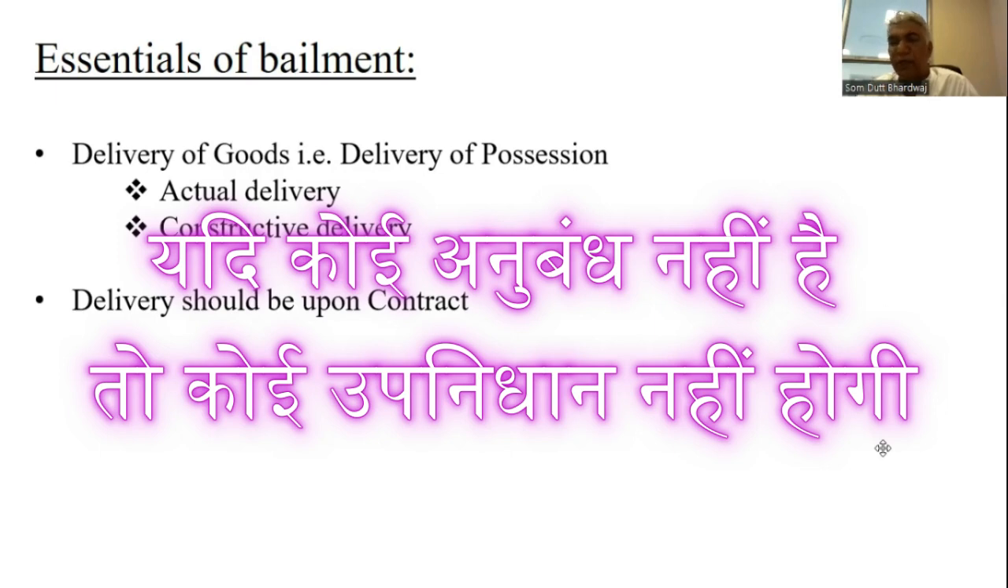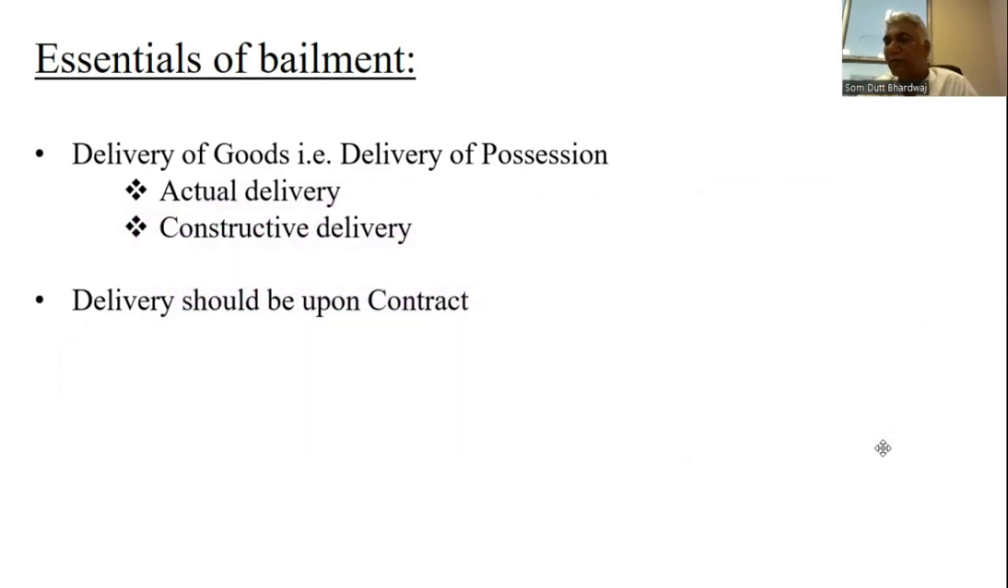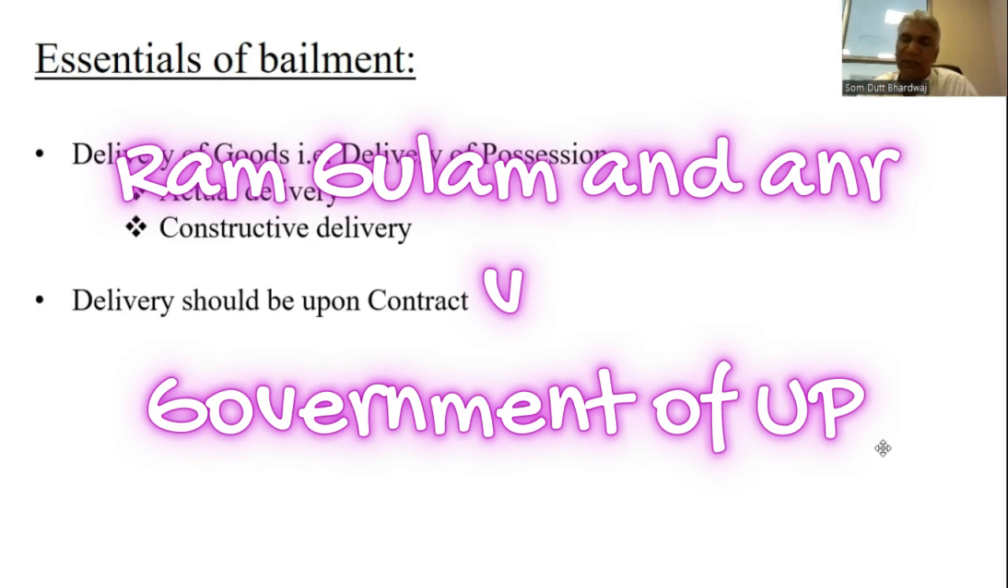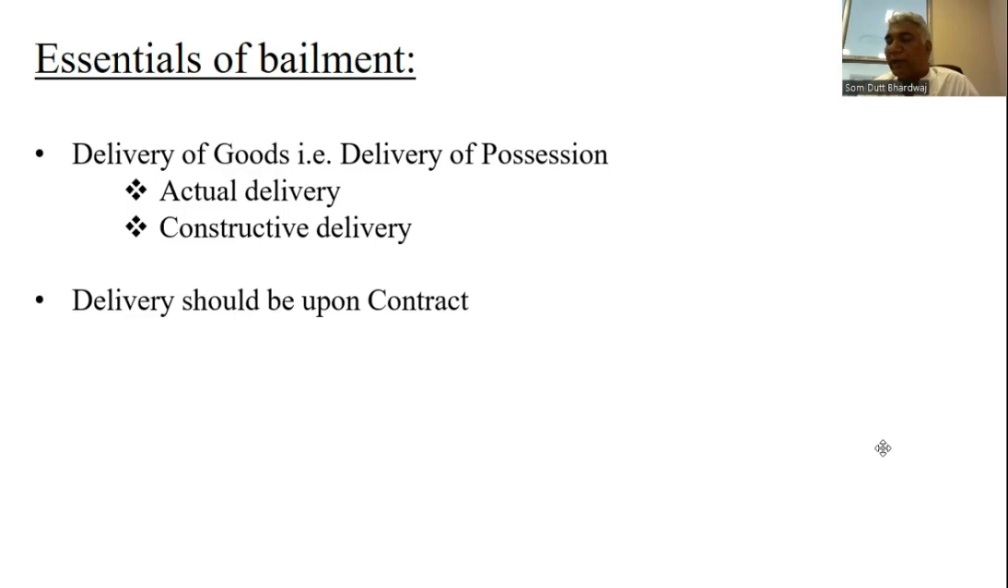There is a very famous case of Ram Gulam versus Government of UP. What happened is the plaintiff's ornaments were stolen and were recovered by the police. And while they were in police custody, they were stolen again. Then the plaintiff's action against the state for the loss was dismissed. Isn't it strange? Once it was stolen, then it was recovered by the police, then again it was stolen from the police custody, and when the plaintiff went to the court, it was dismissed.